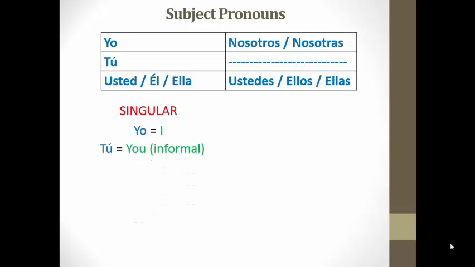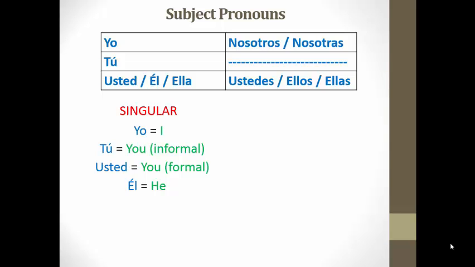The next one is tú. Tú is what you use when you want to talk to someone and you want to say you. It is an informal pronoun, which means that you use it with certain people. We'll talk about that more later. Usted also means you, but it is formal. Again, you would use it to talk to someone who is formal, but we'll talk about that some more later.